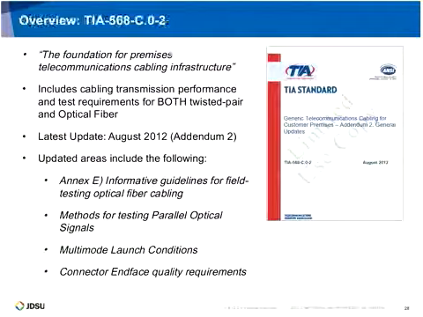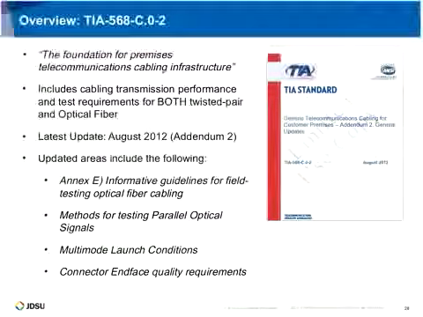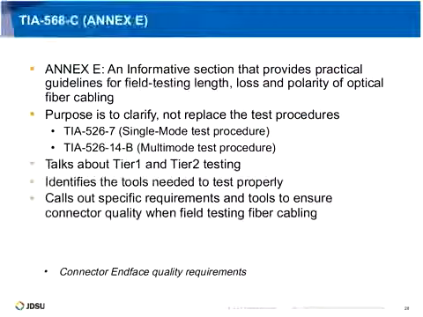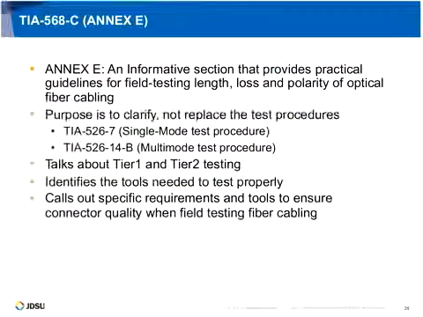As many of you know, in the enterprise environment, TIA 568C, in their own words, is the foundation for premises telecommunications cabling infrastructure. So there are requirements there for both twisted pair and fiber. But last August, it was updated with some addendums and such that particularly address end-face conditions. And so there are a few places that I just wanted you guys to be aware of.